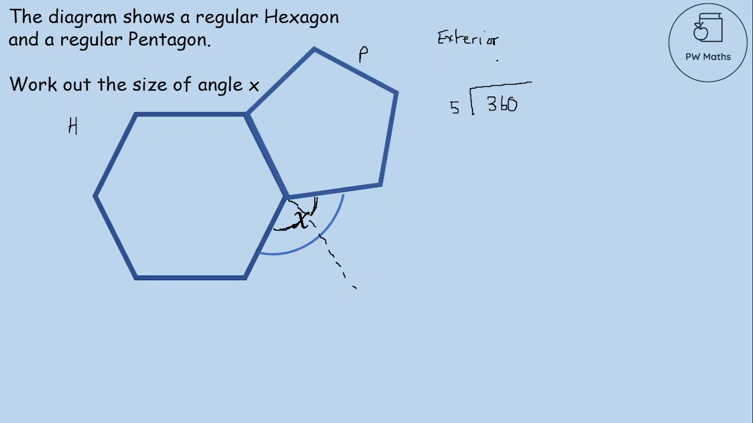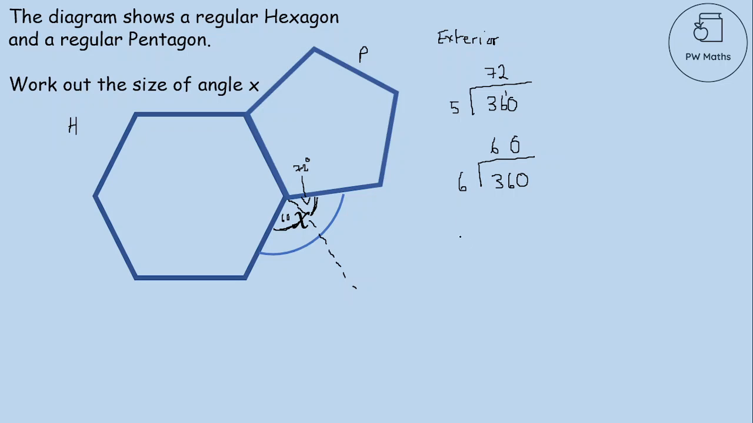5 goes into 36 7 times, with 1 left over, and 5 into 10, 2. So the exterior angle, 72. Doing the same now with my hexagon, remembering that no matter how many sides my shape has, the exterior angles always total 360. This time I've got 6 sides, therefore 6 exterior angles. 6 goes into 36 6 times, bringing the 0 up for 60. So my exterior angle of the hexagon, 60.